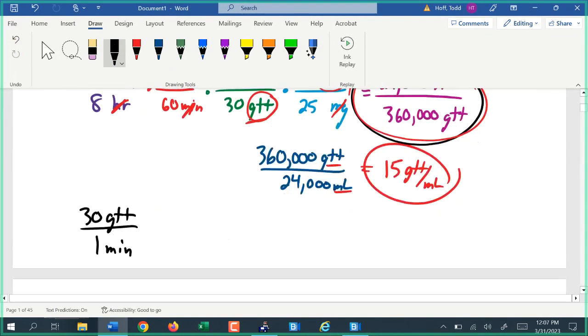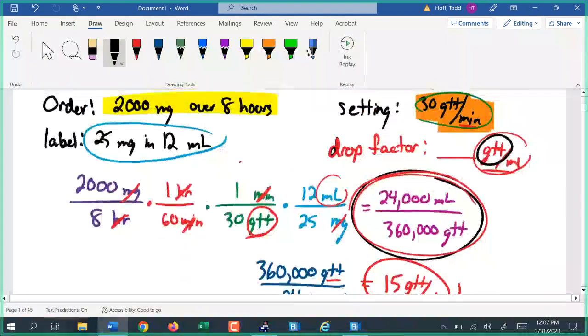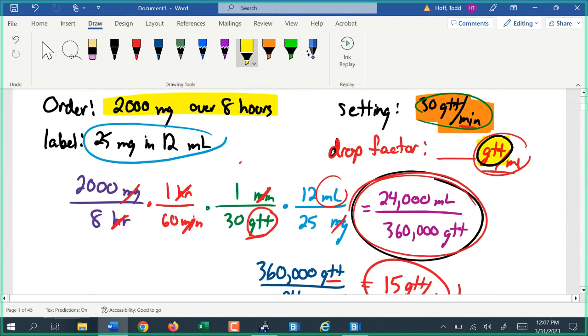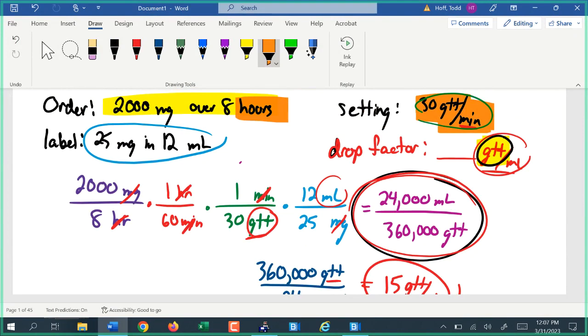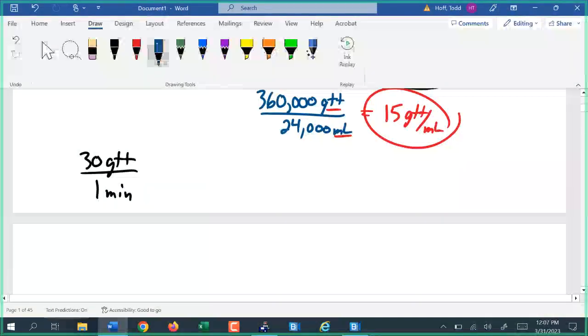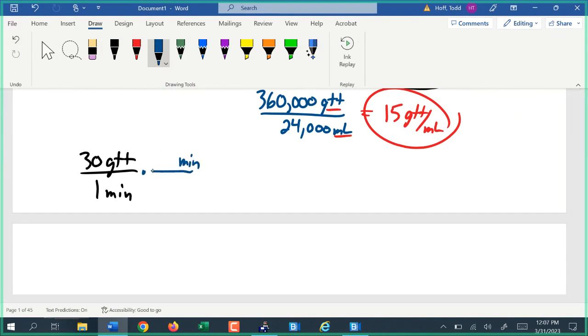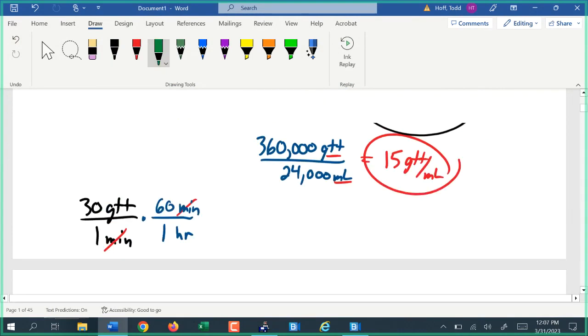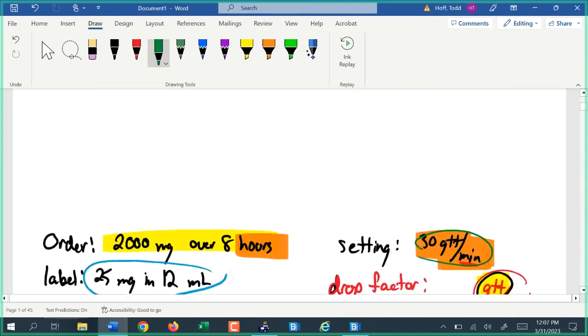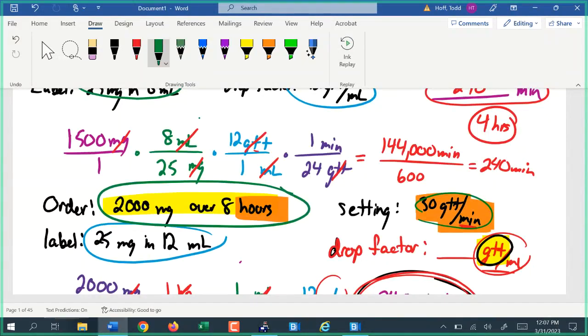We need to keep the drops. We want drops to stay in our numerator. So we're not going to touch drops, but we do need to get rid of the minutes. However, the only other thing we have up here with time in it is hours. So we have to go the other direction with that. We're going to change the minutes into hours. So minutes will go on top. That's 60 minutes in 1 hour. And the minutes are gone. So we needed the hour there so that we could use the doctor's order of 2,000 milligrams over 8 hours.